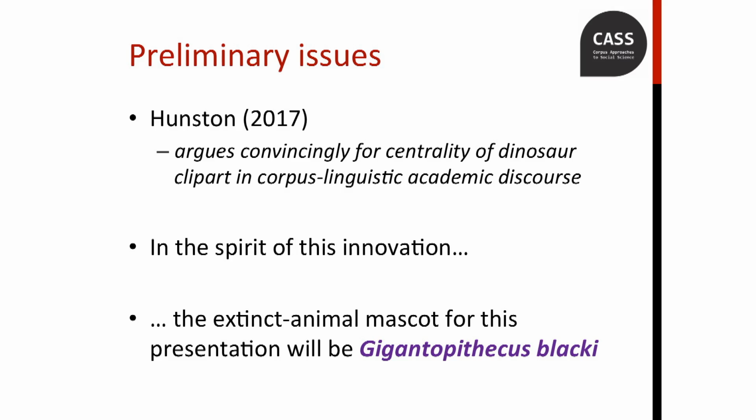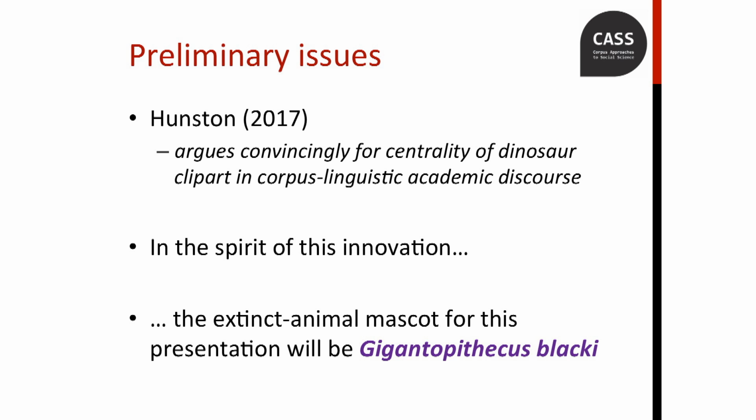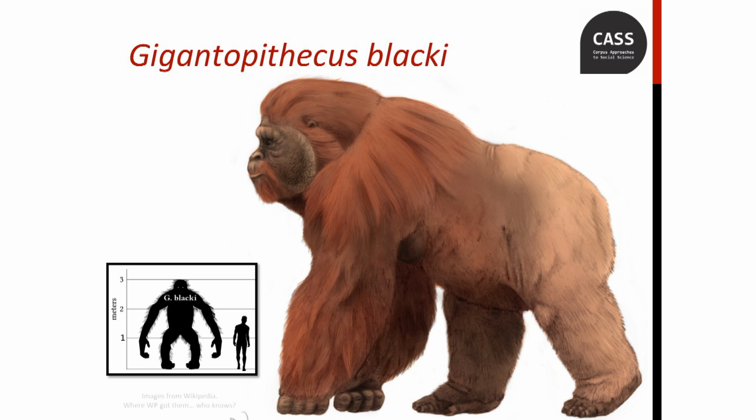Hunston 2017, that's the talk last night, argues convincingly for the centrality of dinosaur clip art in corpus linguistic academic discourse. I was convinced, so in the spirit of this innovation, the extinct animal mascot for this presentation will be Gigantopithecus blacki. For those of you who don't know what a Gigantopithecus is, this is a Gigantopithecus.